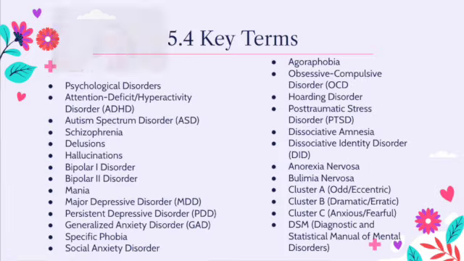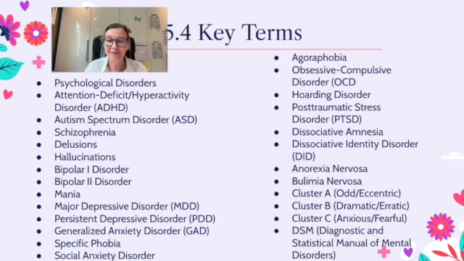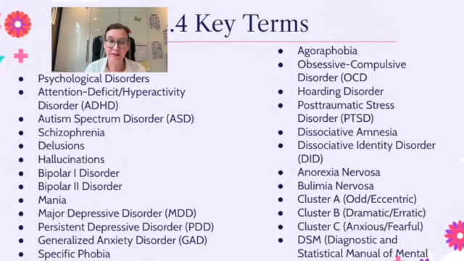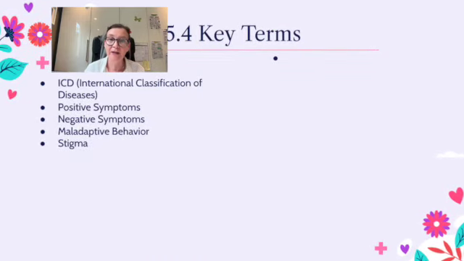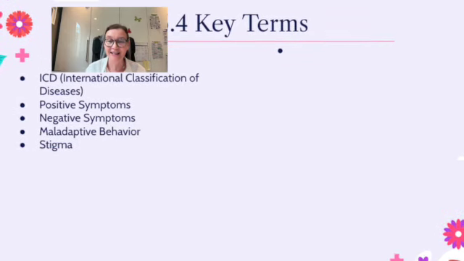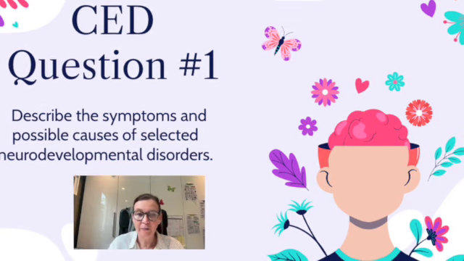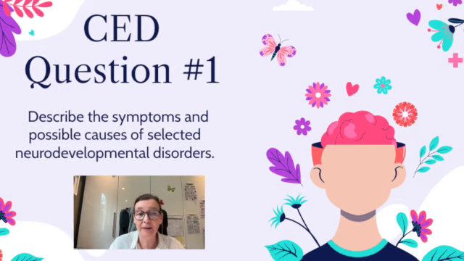Okay, let's get started. As I was saying, there are 10 CED questions, which comes with a lot of key terms, obviously. So there are 2 full slides here of key terms that you'll need to know. Those are in a separate video with definitions and examples so that you can learn all the key terms for exam day. As I always say, the key to the 5 is really learning the key terms and being able to apply them. So the first CED question we're going to look at for 5.4 is: describe the symptoms and possible causes of selected neurodevelopmental disorders.